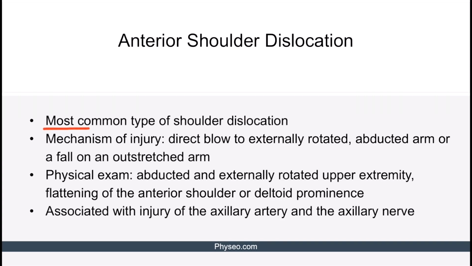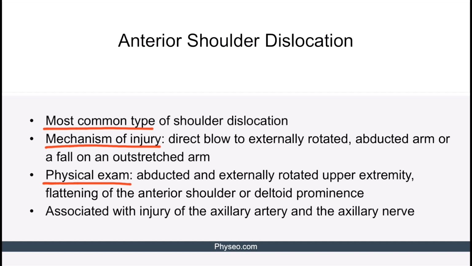The shoulder is the most commonly dislocated joint in the body due to relatively poor articulation of the humeral head with the glenoid fossa. More specifically, an anterior shoulder dislocation is the most common type of shoulder dislocation. Its mechanism of injury is either a direct blow to an externally rotated abducted arm or a fall on an outstretched arm. Physical exam will reveal an abducted and externally rotated upper extremity along with flattening of the anterior shoulder or the deltoid prominence.